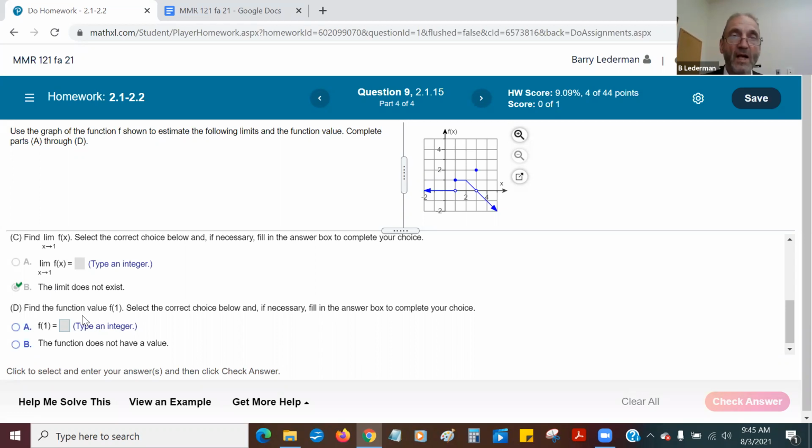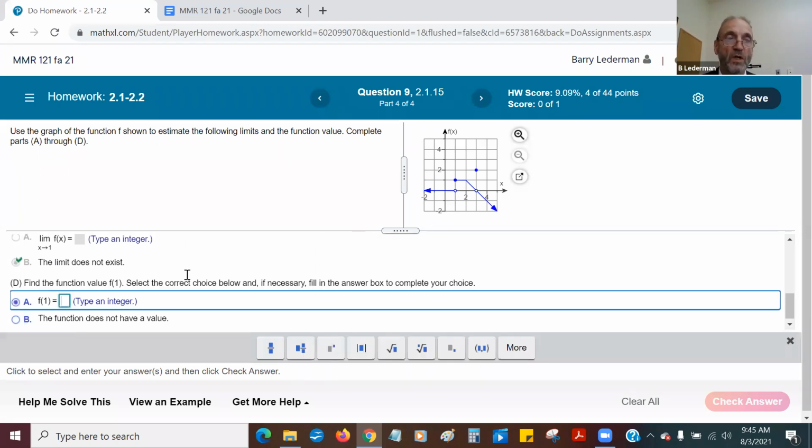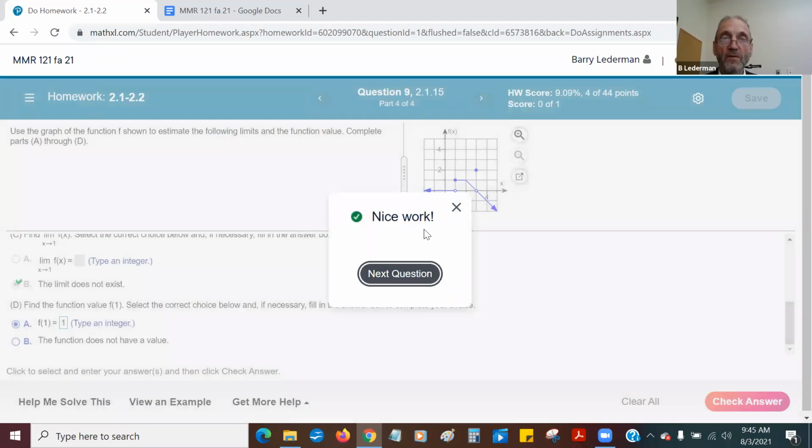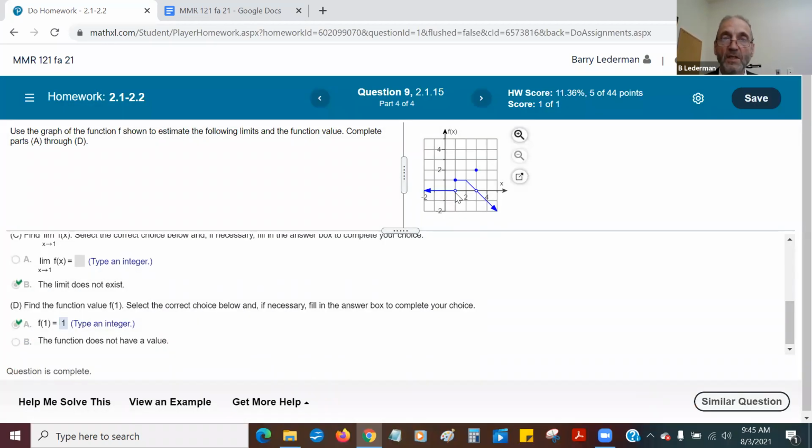And now, what is the actual function value? Now, the function might not even have a function value. It happens to be that in this case, the actual function value is that solid dot right there, which is +1. So f of 1 actually equals +1. See, that's an open circle, and that's a closed circle. So f of 1 equals 1. But what if they were both open circles? What if there was no value at x equals 1?